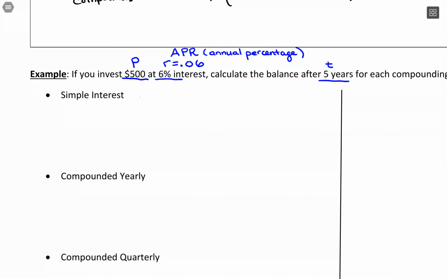So simple interest, that formula was our principal times 1 plus r times t. So what we'll do in this case is take 500 times 1 plus the rate of 0.06 times the 5 years. And that would be the 650 that we found.